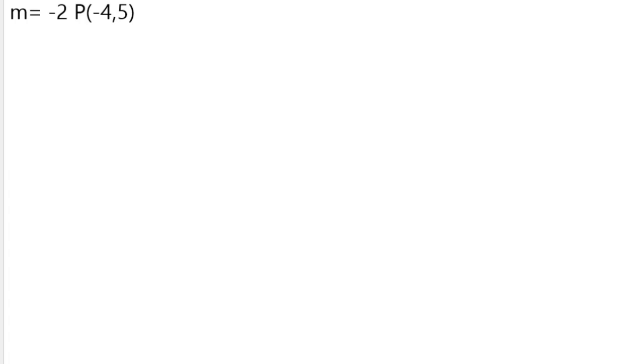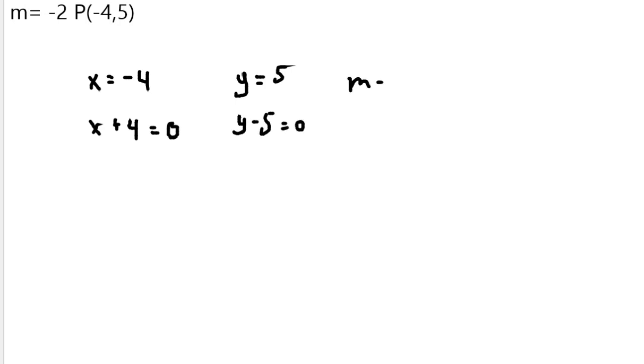If we have the slope of -2 and a given point of -4 and 5, with the point slope formula we can just plug in everything so we can know what the linear function is. What's the linear function that describes this specific linear graph? Here we know that x equals -4, y equals 5, and our slope is -2. So with the point slope formula, we have y minus y sub 1 equals m quantity x minus x sub 1.